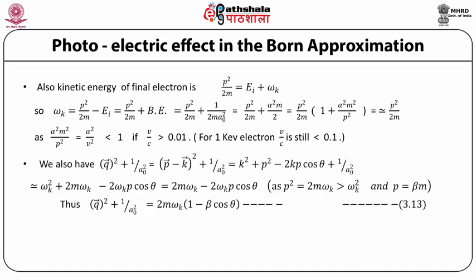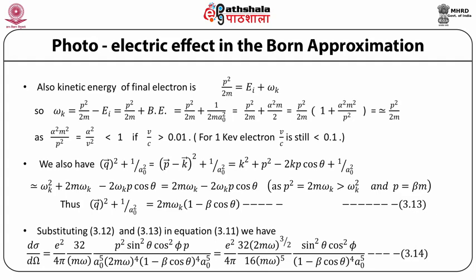We also have q⃗² + 1/a₀² equal to (p⃗ − k⃗)² + 1/a₀², which is equal to k² + p² − 2kp cosθ + 1/a₀², which is equal to ωk² + 2mωk − 2ωk p cosθ, which is equal to 2mωk − 2mωk β cosθ, as p² is equal to 2mωk, which is much greater than ωk², and p is equal to βm. Then q⃗² + 1/a₀² is equal to 2mωk (1 − β cosθ).